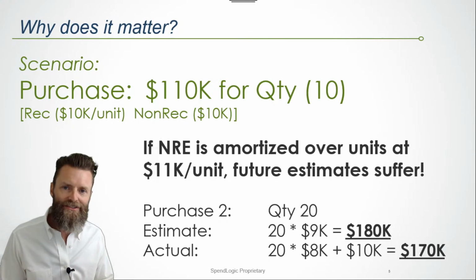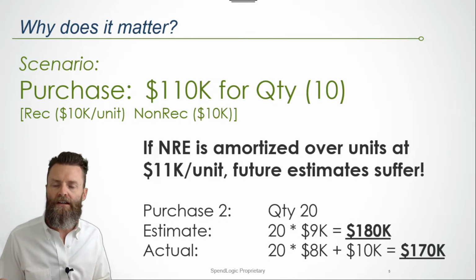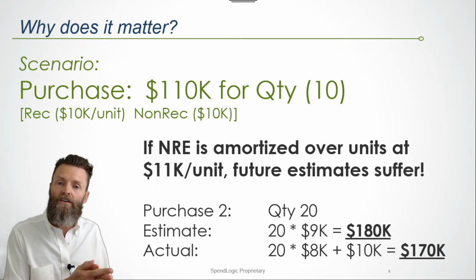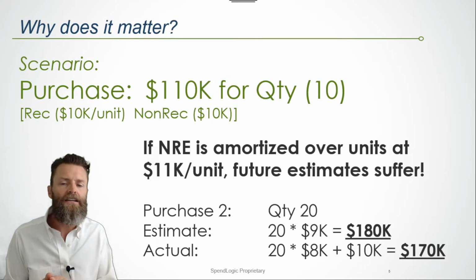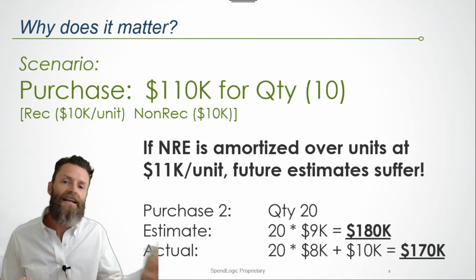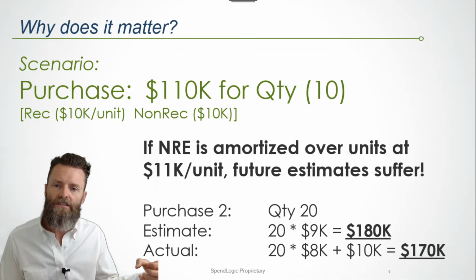Now, as you add zeros and decimal points and commas, this becomes much more important, right? This is kind of a small example. It also becomes important when you do historical analysis. So if you've got data in your system that shows that it's $11,000 per unit, and next time you don't have to buy non-recurring, right? That's fully taken out.